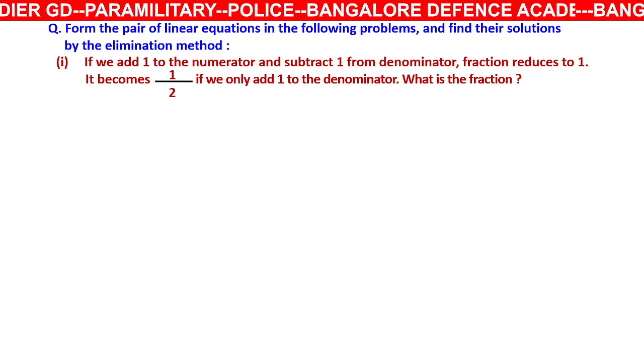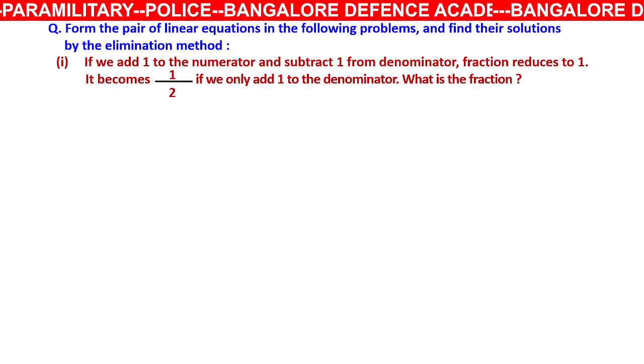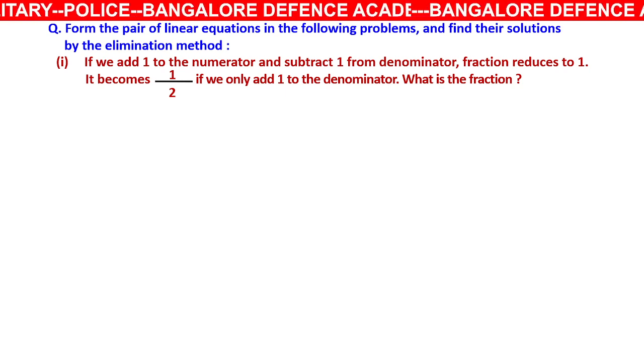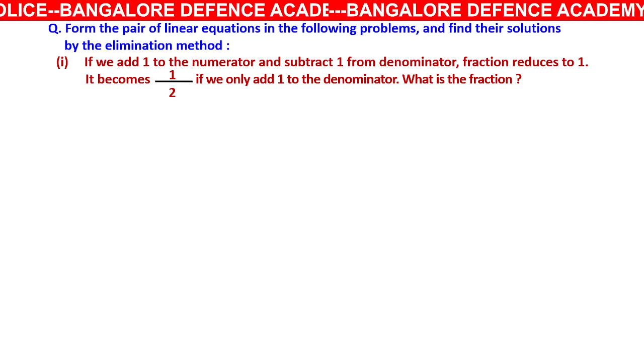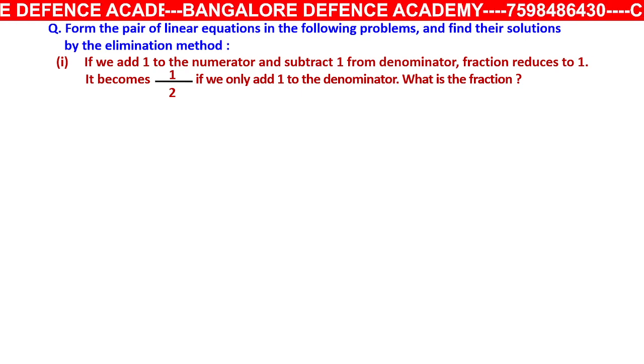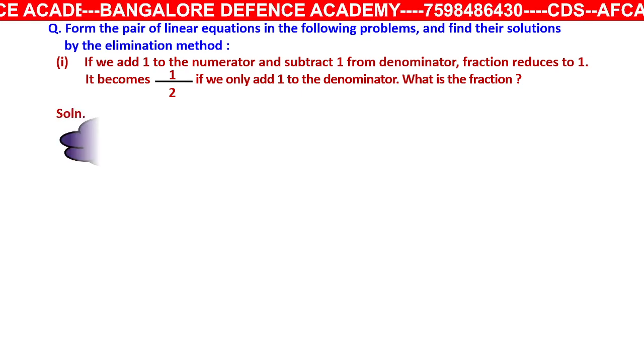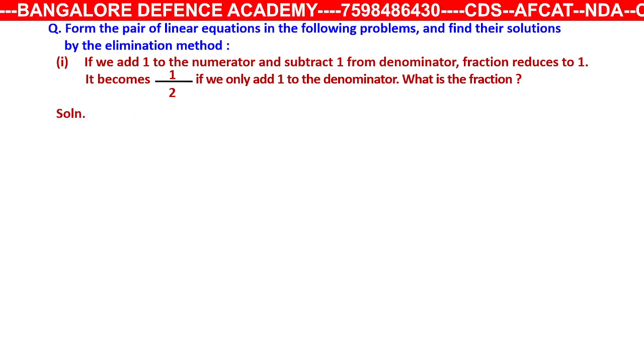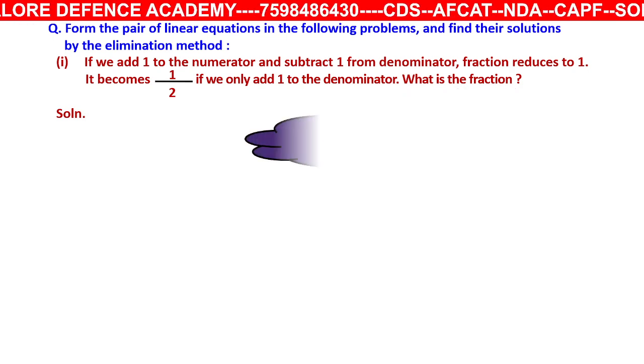If we add 1 to the numerator and subtract 1 from the denominator, the fraction reduces to 1. It becomes 1 by 2 if we only add 1 to the denominator. What is the fraction? So now here, what do we have to find? We have to find the fraction.